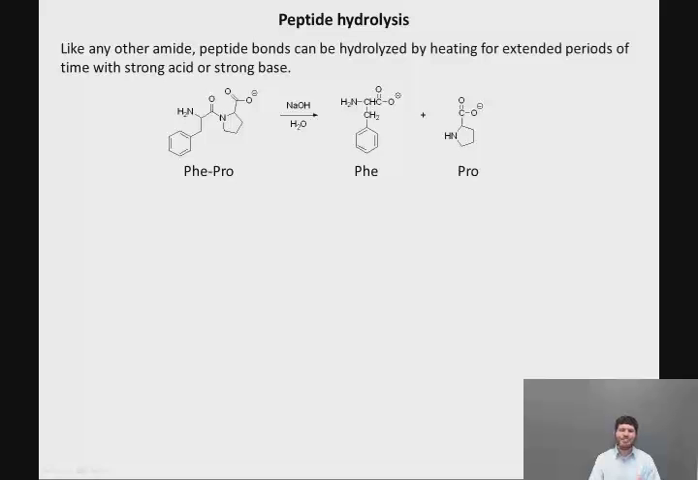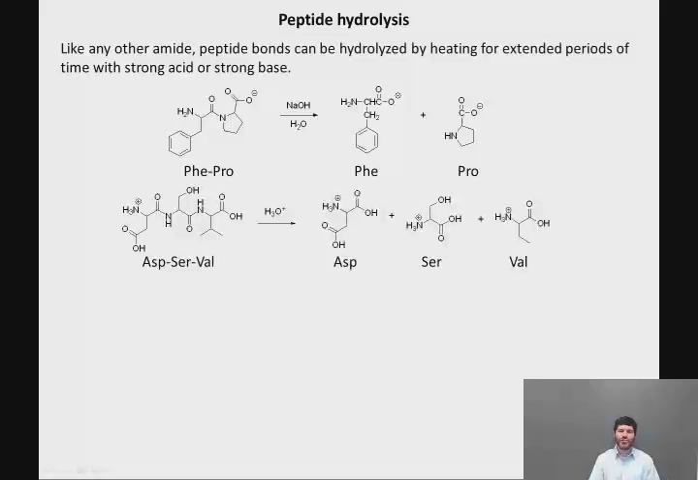Okay, so the dipeptide phenylalanine proline, if you treat this with concentrated sodium hydroxide, boil it, heat it to reflux for a long time, you will end up with isolated phenylalanine and isolated proline, the two amino acids. Now, of course, if we're doing this reaction under basic conditions, the amino acids that you're going to get out are going to be negatively charged because we're at high pH.